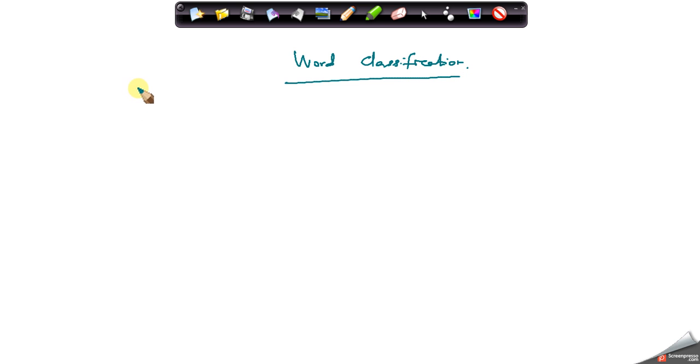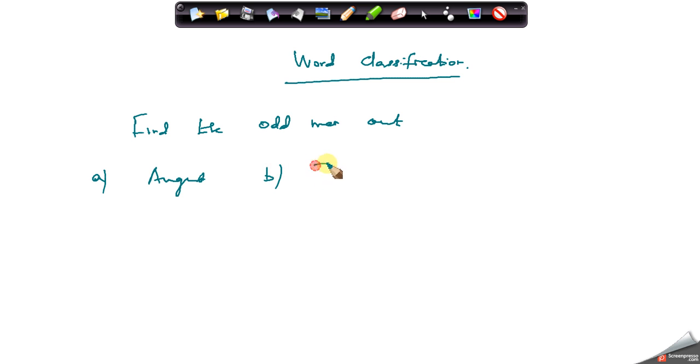Word classification. Find the odd man out in this case. The first one: choice A is August, choice B is July, choice C is December, and choice D is November. November is the odd man out in this case because July, August, and December all have 31 days.